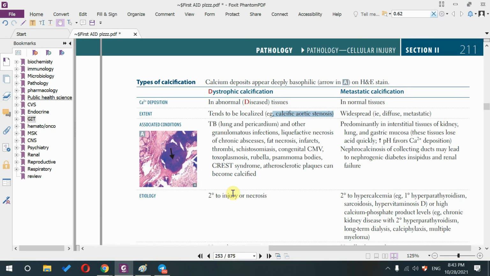Also, rubella can have calcification. People with rubella are also associated with PDA, patent ductus arteriosus, which leads to a continuous type of murmur. Also, psammoma bodies. Psammoma bodies are super important in histology, and we'll speak about them really deeply when we reach them. Actually, it will be the next topic. Don't worry about it now.